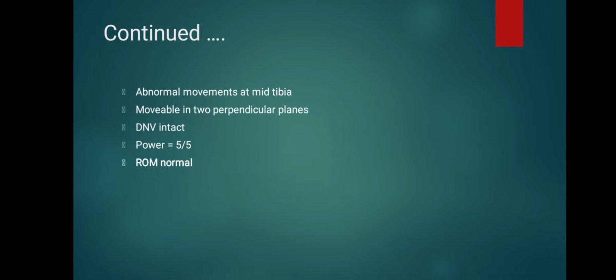We could appreciate abnormal movements at the mid tibia on the right side that were movable in 2 perpendicular planes. The distal neurovascular status was intact. The power in that limb was 5 by 5 and the range of motion in the joints above and below was normal.